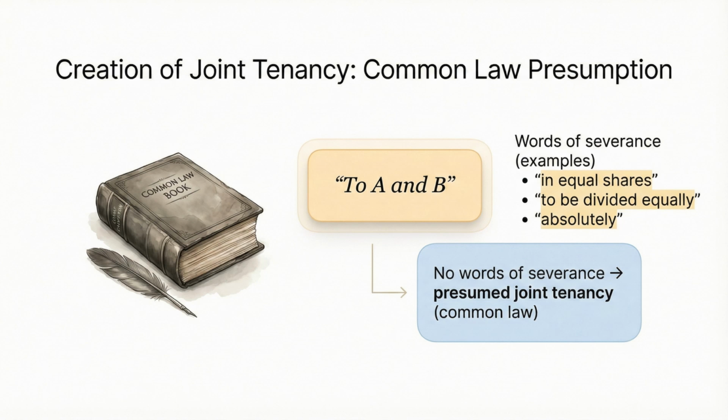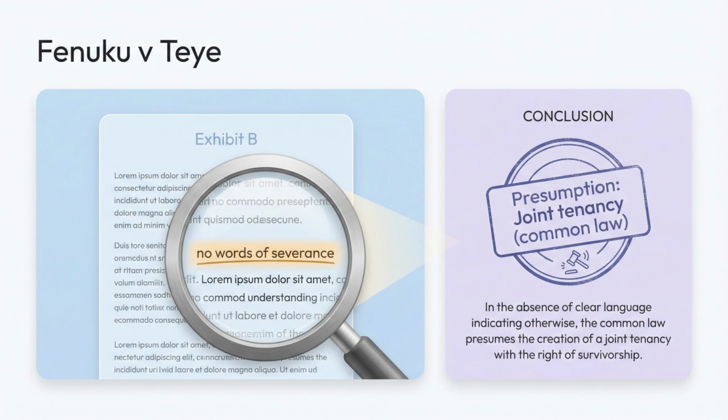The material also flags absolutely as language that can indicate a separate inheritable share, which pushes toward tenancy in common rather than a joint tenancy. Finucane v. Teye illustrates the approach. The court examined the deed of purchase, Exhibit B, looking for words of severance.